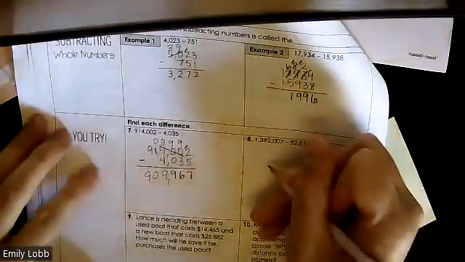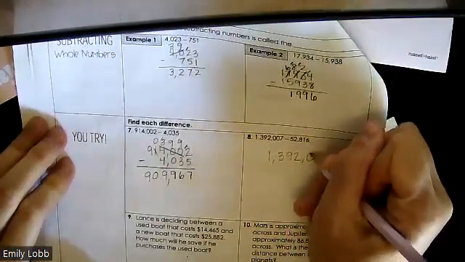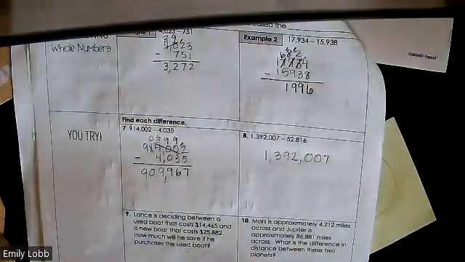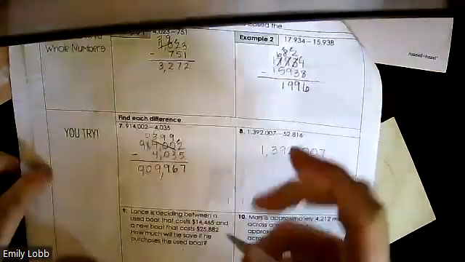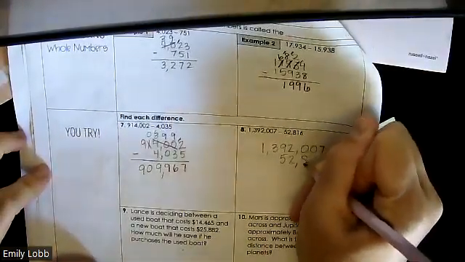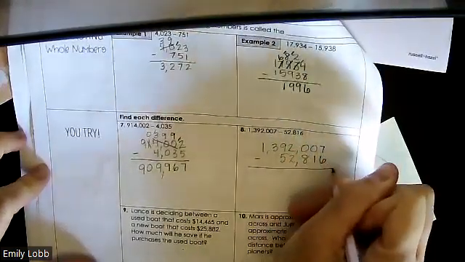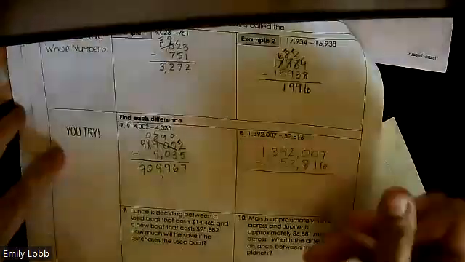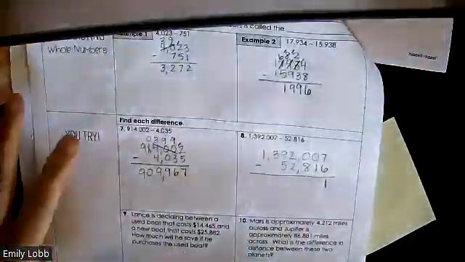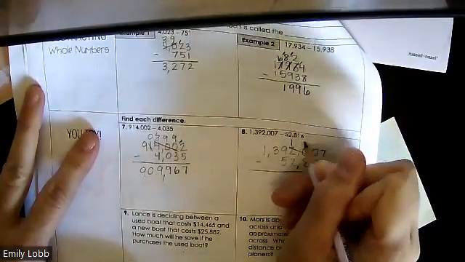This one, we have 1,392,007. 007 there. So my 5 is going to start here underneath my 9. 52,816. We're subtracting. Oh, that's okay. 7 minus 6, you know that. But now I can't take 1 away from nothing. So this 20 is going to become what?